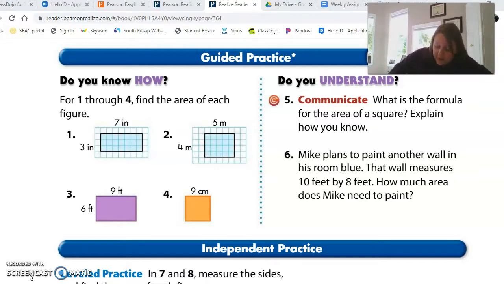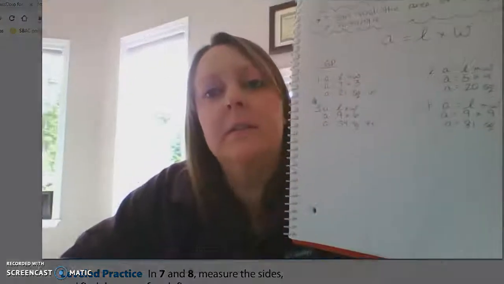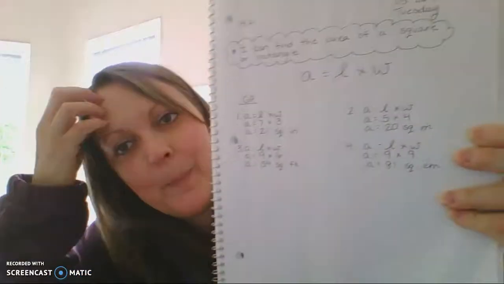So I know that the variables are 9 times 9. So my area equals 9 times 9. Oh, good job. 81 square centimeters. And your paper should look like this. Good job.